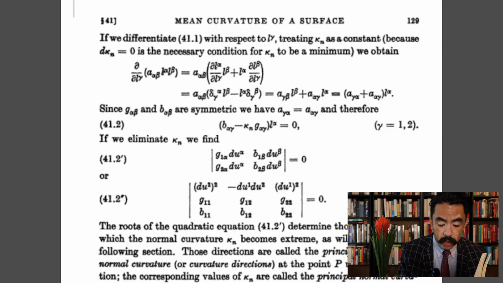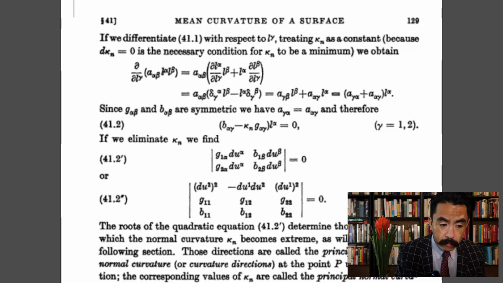And this is all equal to a_αβ times the Kronecker delta with subscript γ and superscript α, times L^β, minus L^α times the Kronecker delta with subscript γ and superscript β. This is all then equal to a_γβ L^β plus a_αγ L^α, which is all equal to the quantity (a_γα plus a_αγ) times L^α.